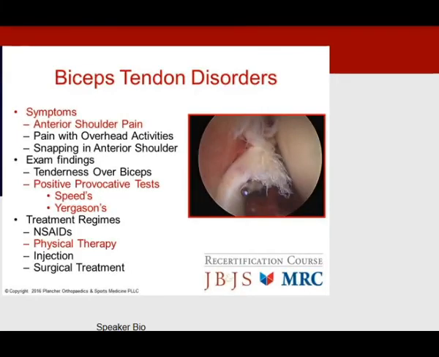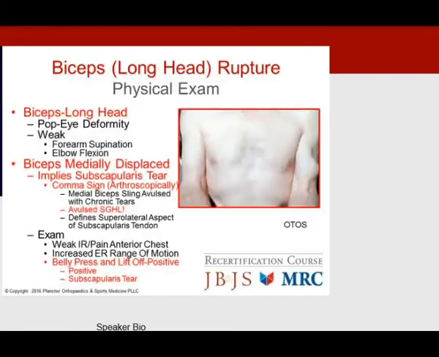Muscle ruptures can occur, and anterior shoulder pain occurs with a biceps tendon disorder. You can do your physical signs with the Speed's and Yergason's. Try physical therapy, non-steroidal anti-inflammatories, perhaps an injection, and on rare occasions, a surgical treatment. Here, when surgical treatment is necessary, note the long head of the biceps gave the Popeye deformity. There's weakness in forearm supination and elbow flexion.